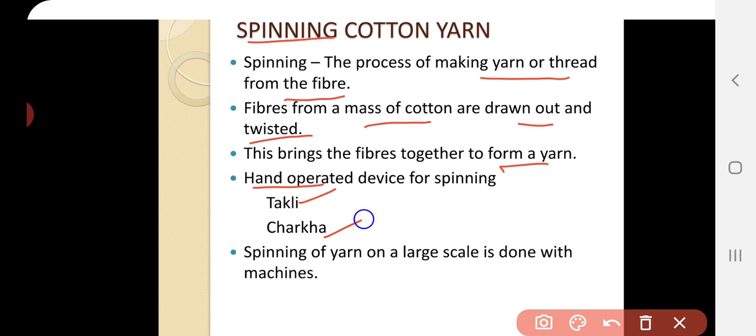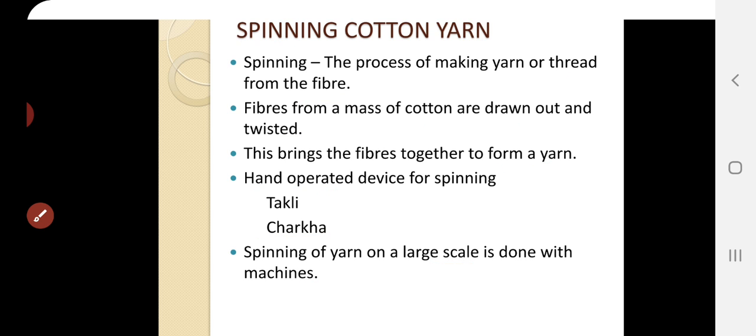It is done by hand-operated devices, that is takli and charkha. You can often see the takli and charkha in pictures of the independence movement, along with Gandhi ji. You can see a wheel-like picture, that is the charkha, and it is used for making yarn. Spinning of yarn on a large scale is done with machines. So for large quantities we use machines also.